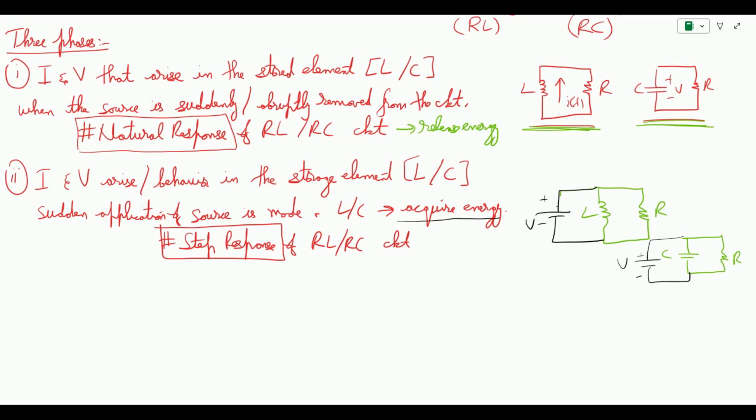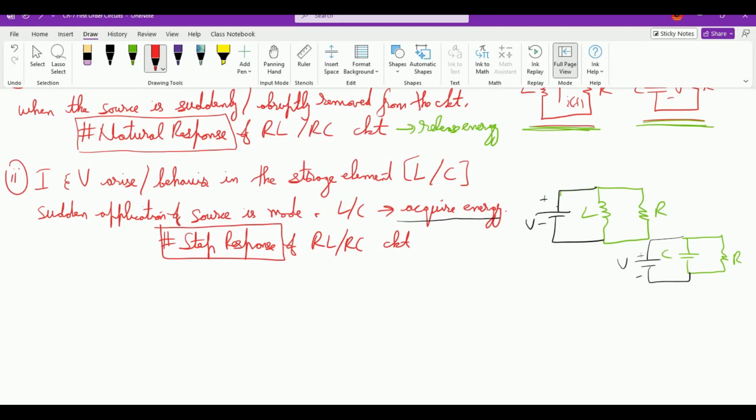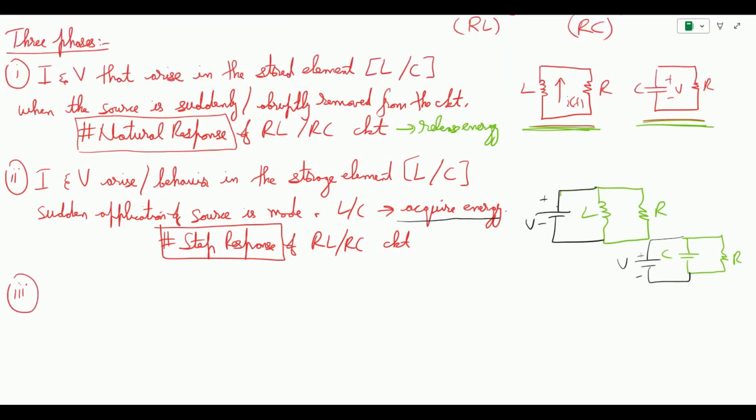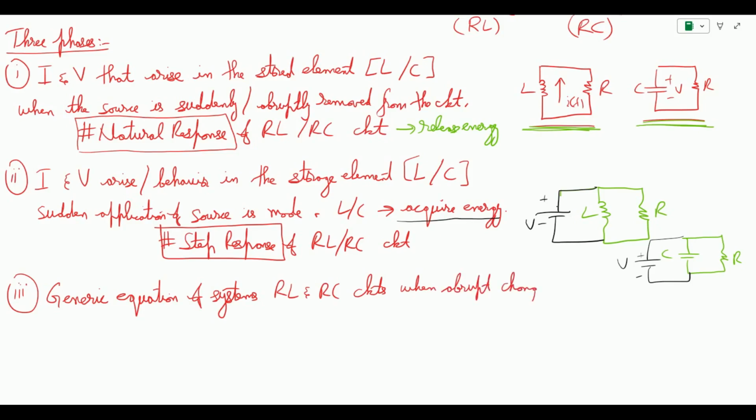And in the third and final phase of the discussion in this lecture and the forthcoming lectures, we are going to see the generic modeling and equation of systems to solve the RL and RC circuits when an abrupt change happens in a complete system. So we are going to look at the general methods, and we are going to find the RL and RC responses due to abrupt changes in the sources.